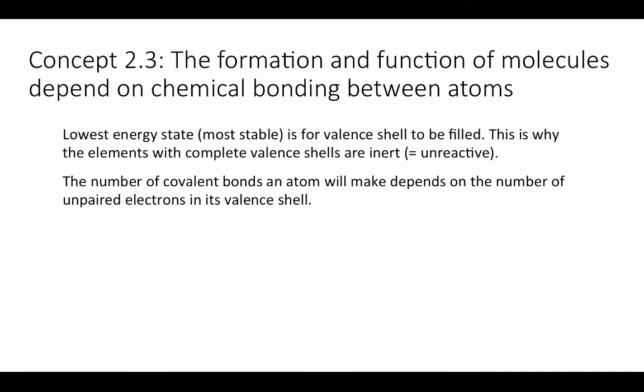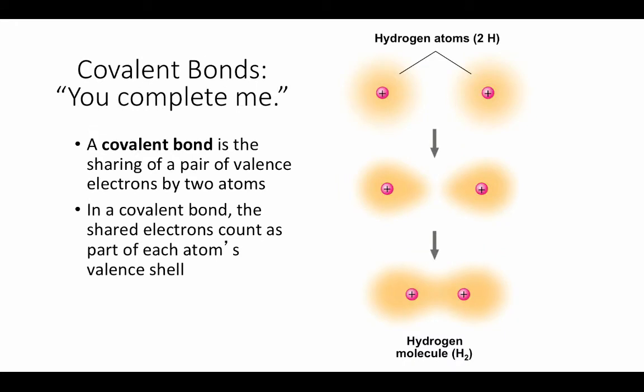So the number of bonds an atom will make depends on the number of unpaired electrons in that valence shell. Unpaired electrons make it unstable. So we'll start by thinking about covalent bonds. We can think of this as two atoms that complete each other. You complete me. It's so romantic. A covalent bond is the sharing of a pair of valence electrons by two atoms.